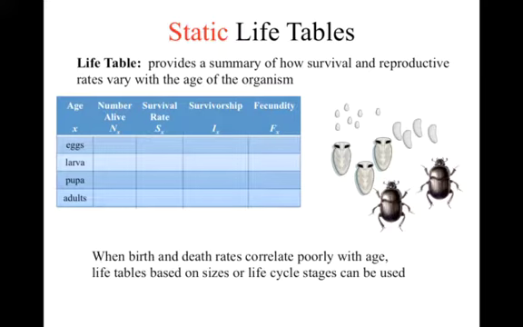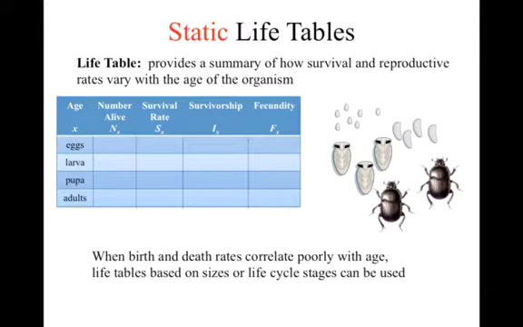All right. So both with the plant example and with the fish example, we talked about ages. Age 1, age 2, age 3 years old. It could be age 1 month old, 2 months old. It could be age 1 week old, 2 weeks old. It depends on the organism. But sometimes time isn't the best measure. And so when birth and death rates correlate poorly with chronological age, you can actually make life tables based on sizes or based on life cycle stages.